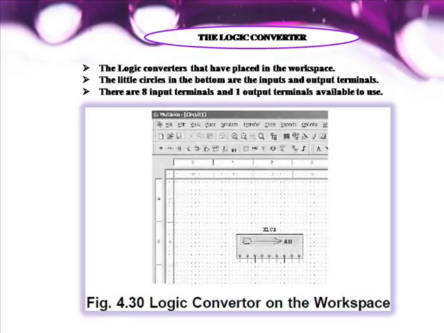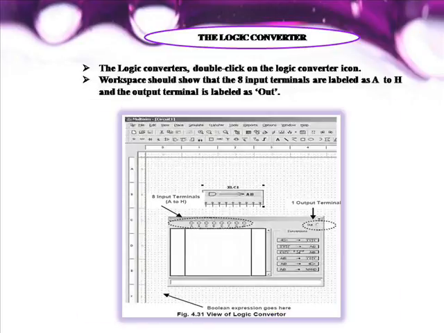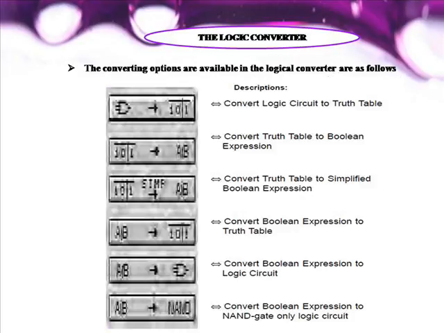This is the logic converter that I have placed in the workspace. The little circles at the bottom are the input and output terminals. There are 8 input terminals and 1 output terminal available to use. Double click on the logic converter icon. The workspace should show the 8 input terminals labeled A to H and the output terminal labeled Out. The converting options available in the logic converter are as follows.